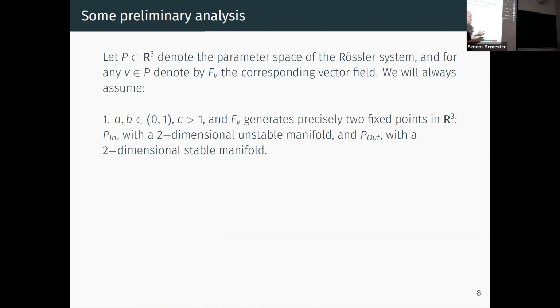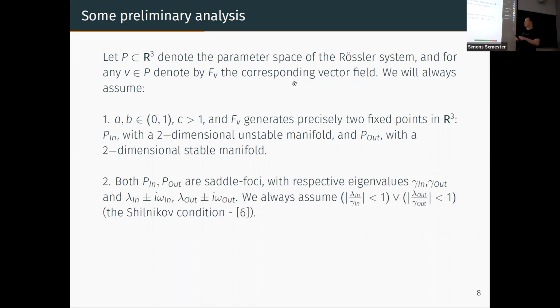And we assume that the vector field generates two fixed points, the inner fixed point, which has a two-dimensional unstable manifold, and the outer fixed point with a two-dimensional stable manifold. Additionally, we assume both fixed points are saddle foci, such that the linearization of the vector field at those fixed points satisfies the following resonance condition.